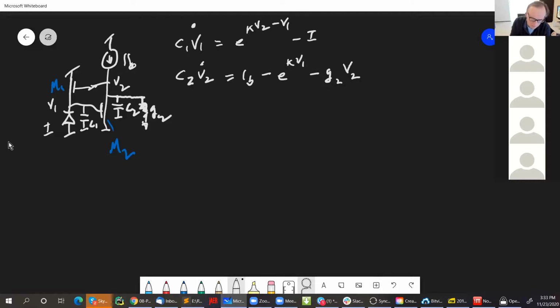And so we can rewrite these equations. Should I change the color? Let's do small signal in, I don't know, cyan. So then we have C1 V1 dot equals, we need the transconductance here. We need to differentiate with respect to V2, right? First of all, with respect to V2. It's really like a GM, right?